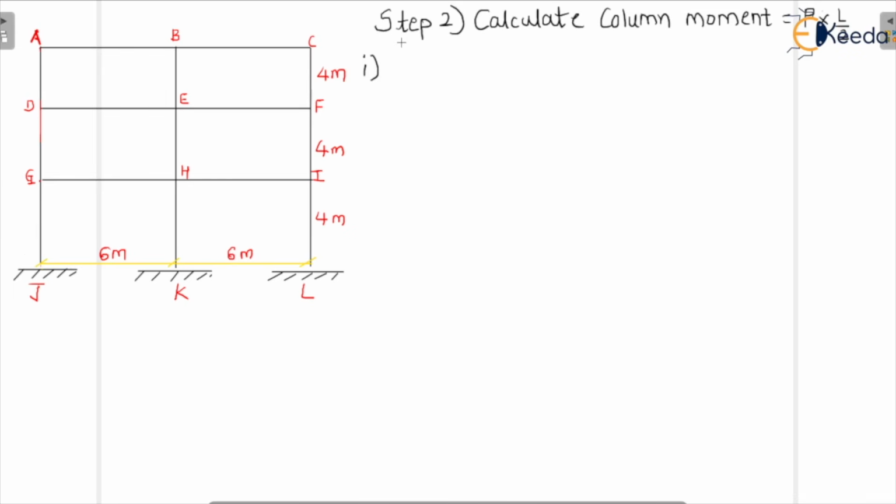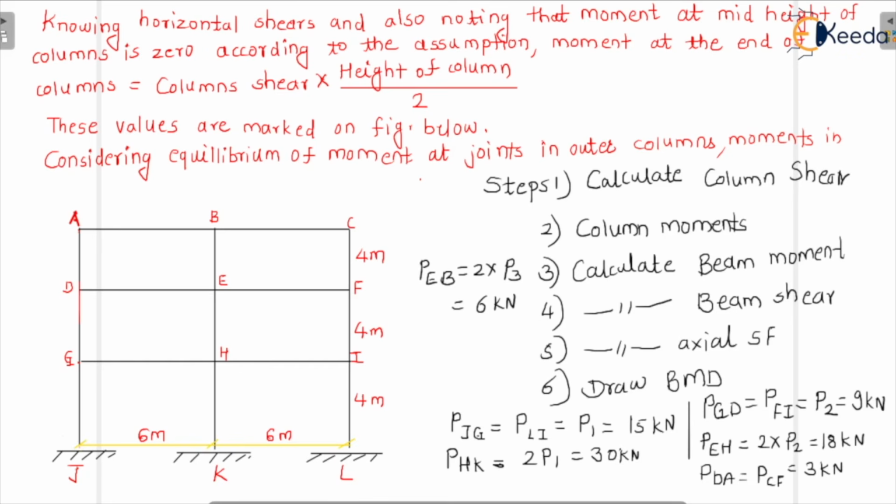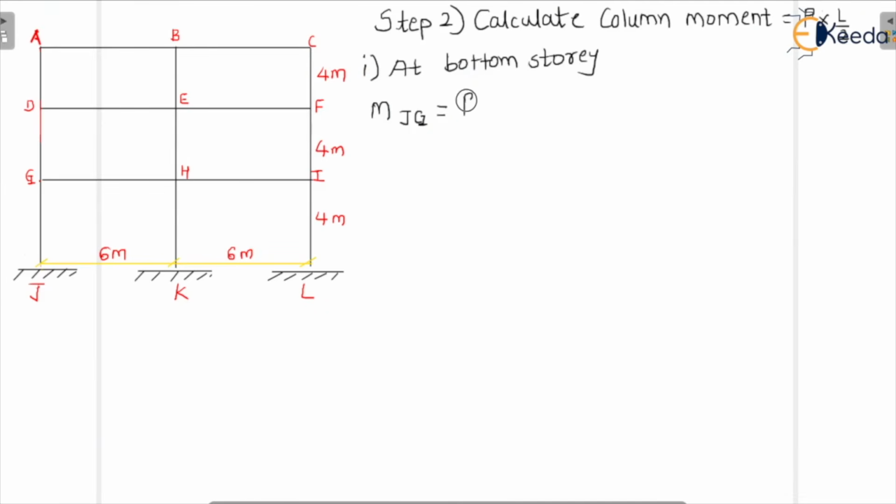So for this first story, at bottom story, M of Jg, how we will calculate? M of Jg is equal to P of Jg into Ljg by 2. Okay, so we'll see what is the force over here in this case. So what is P of Jg? So P of Jg we have calculated as 15 kilonewton. So P of Jg into length divided by 2. So that is 15 into 4 by 2. So this gives us answer 30 kilonewton meter.